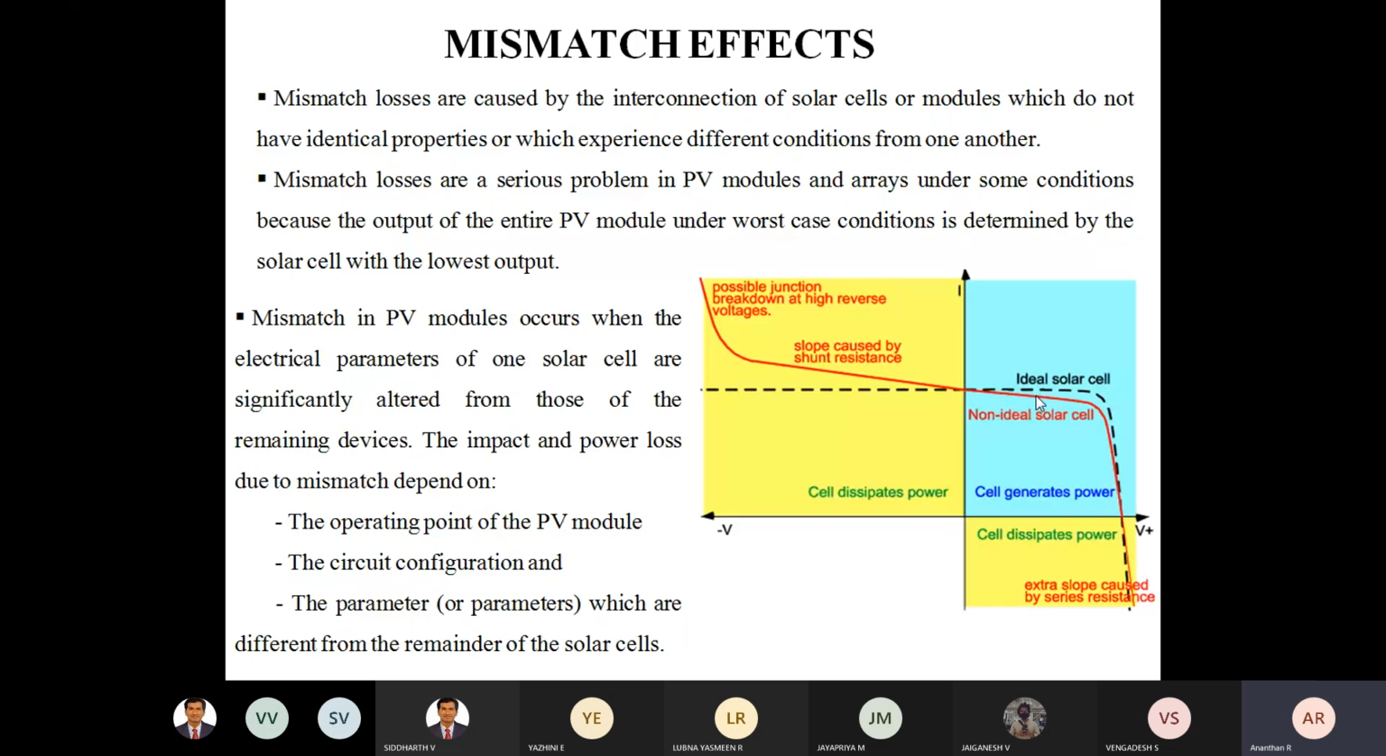This mismatch generally depends upon the operating point of a particular PV module and the circuit configuration, how you are connecting, whether series or parallel. With respect to the connections we should decide. Then there are other parameters like shading or irradiation, so we should consider the other parameters.